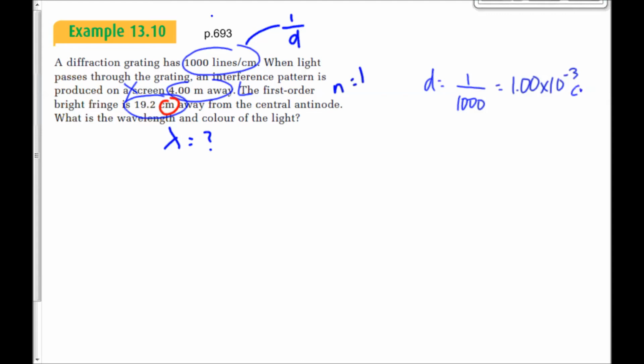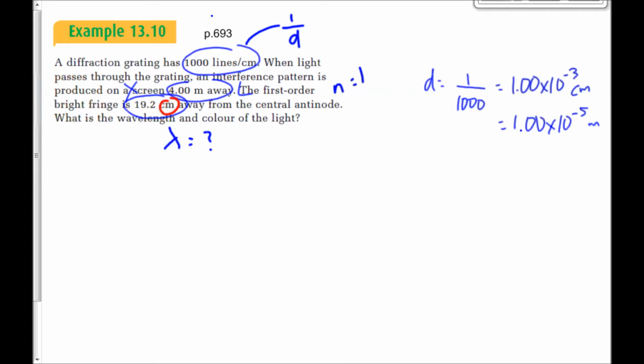Centimeters. If you have lines per centimeter, don't try to convert it to lines per meter. Leave it in lines per centimeter. Then get centimeters. So flip it over first, then convert it to meters. This would be 1.00 times 10 to the minus 5 meters. Don't try to convert it to meters before you flip it over. Do the flip first.